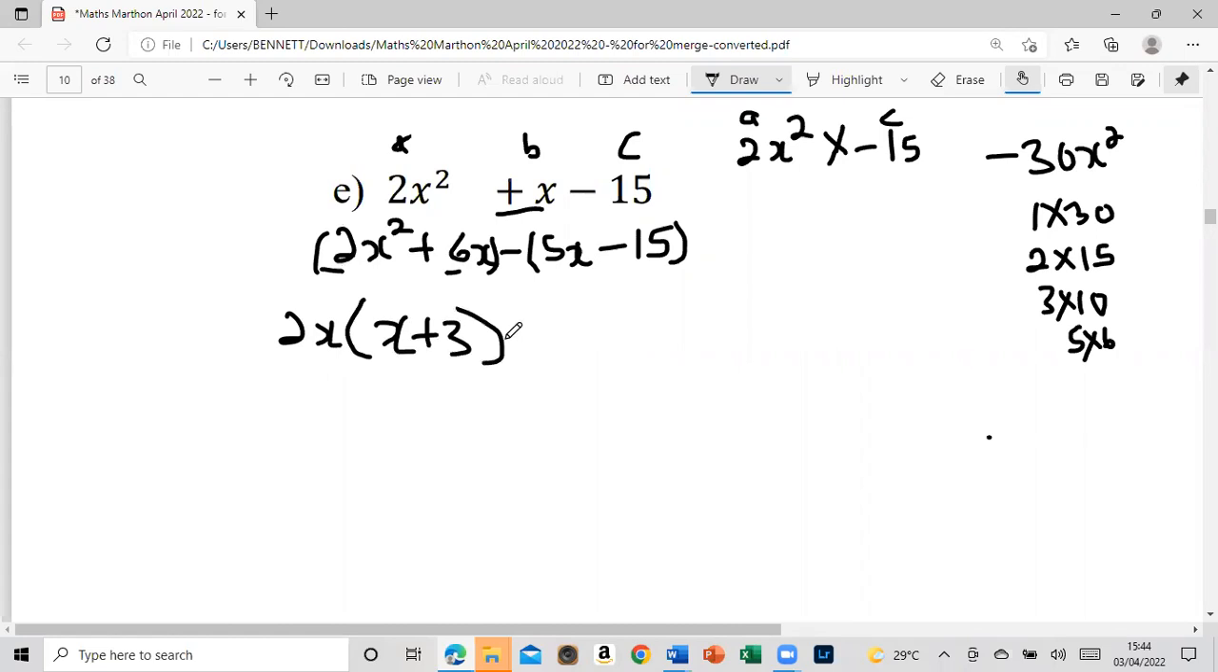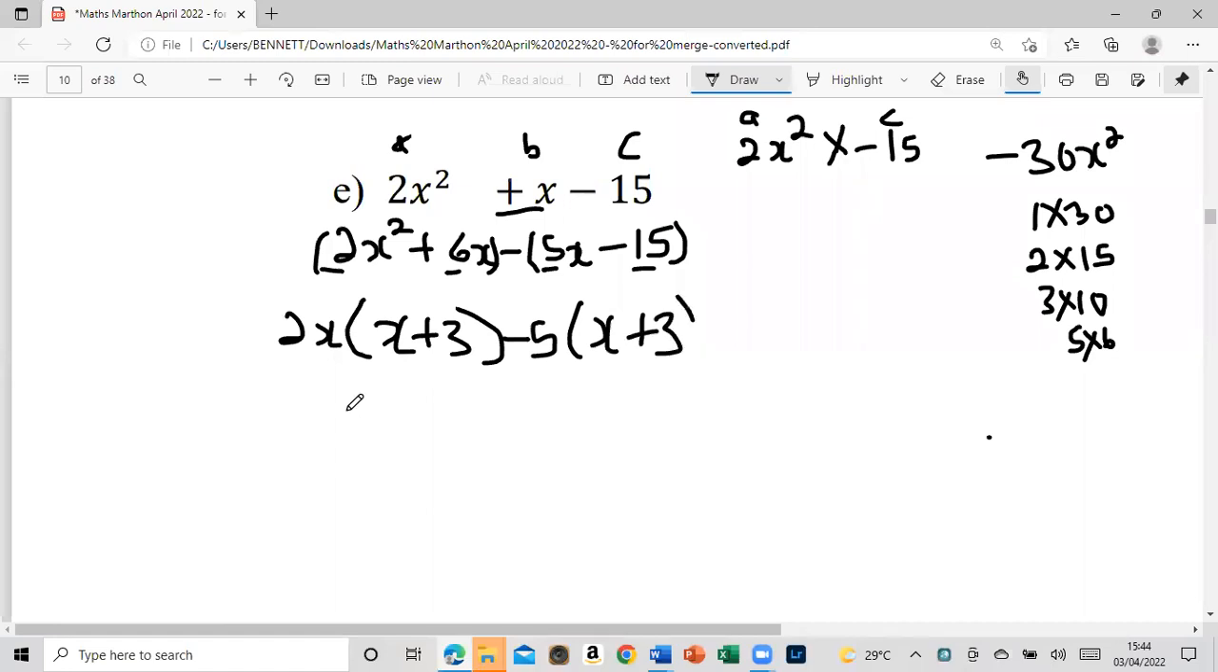We do the same thing for this, but always put back the sign here. So the highest number that can go into 5 and 15 is 5, right? So 5 into that leaves x, and 5 into that leaves 3. And we're done. So we get x plus 3 and 2x minus 5. And that's it, guys.